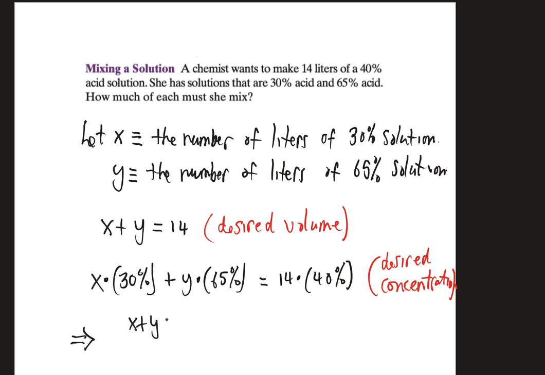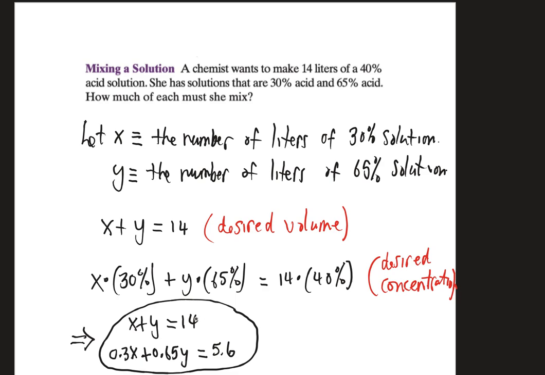We have x plus y is equal to 14. Convert each of the percentages into a decimal. And then this would be 0.3x, that's the 30% as a decimal, plus 0.65y. Again, that's the 65% as a decimal. And then just take 14 times 0.4, and that's going to give us 5.6. And this is the linear system whose solution will tell us how many liters of the 30% and how many liters of the 65% we need to get what's desired, right?